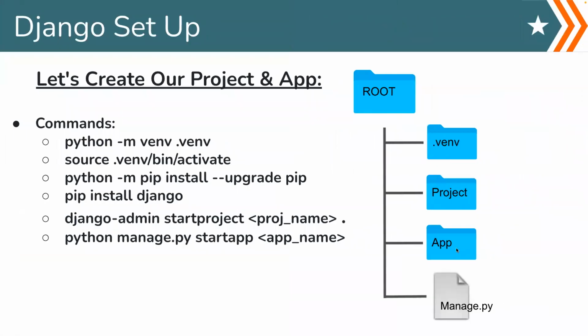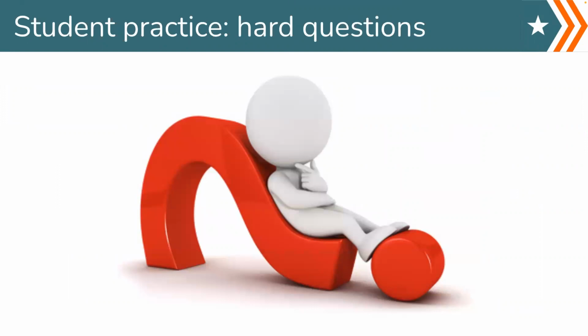Okay, so currently the only thing we're missing is our app, but I don't want to go into apps just yet until we finish this slideshow. All right, any questions over the folder setup or how we installed and upgraded Django?